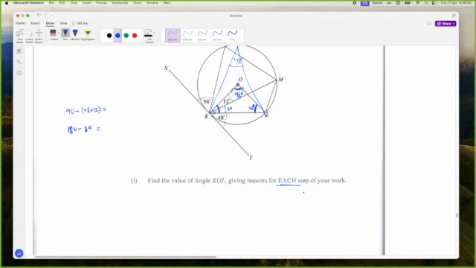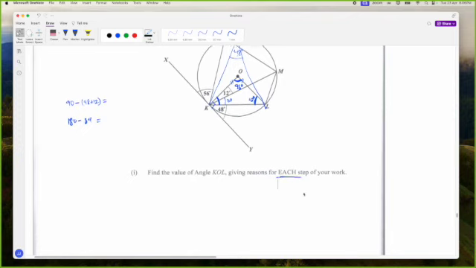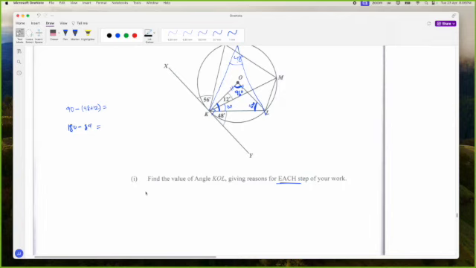Give reasons for each step of your work. Yes, that is important. So KOL is equal to 96 degrees. And I'll use my reasons, and of course you could use yours. That's the thing about circle theory, you can work it out in many different ways.